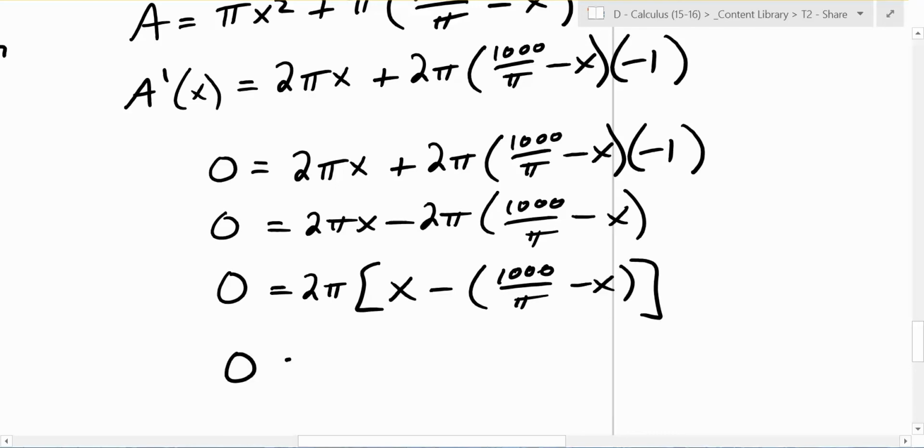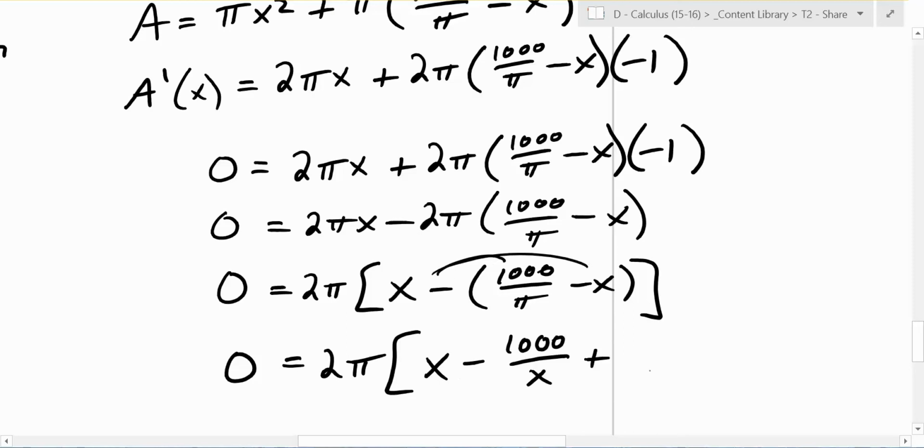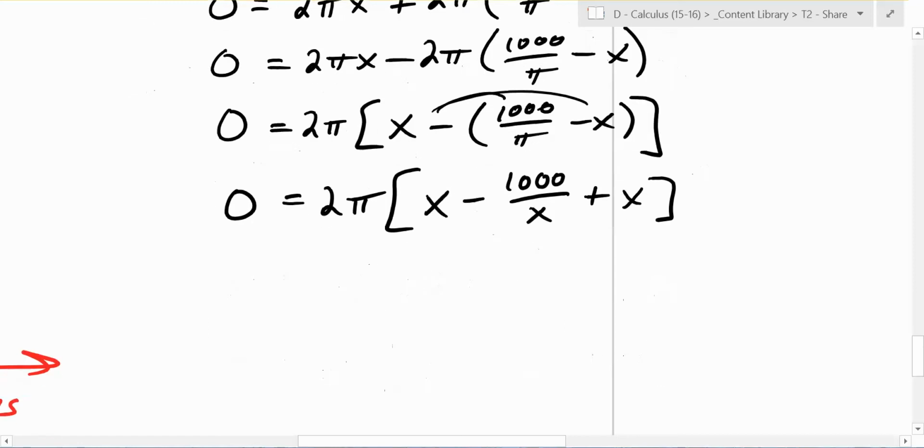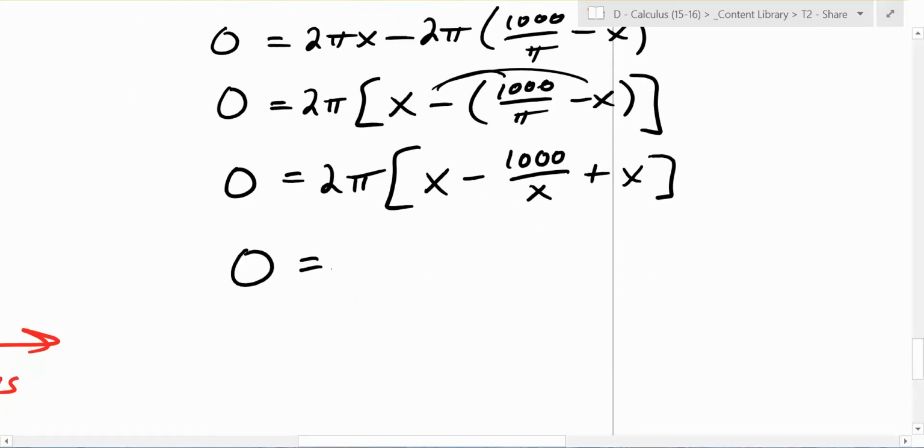So what does that simplify to? 2 pi times what? X minus 1000 over pi plus what? Because the negative gets distributed in. Plus what? Plus x. You see, I made that mistake too. Yes, I keep doing that. I don't know why I keep doing that. 1000 over pi. So you get 2 pi times 2x minus what?